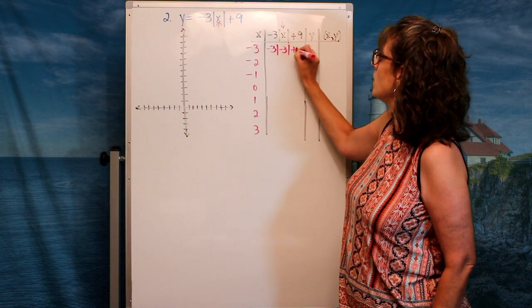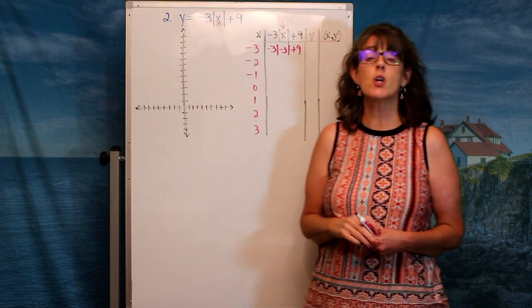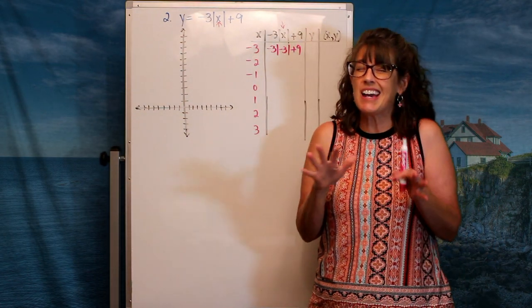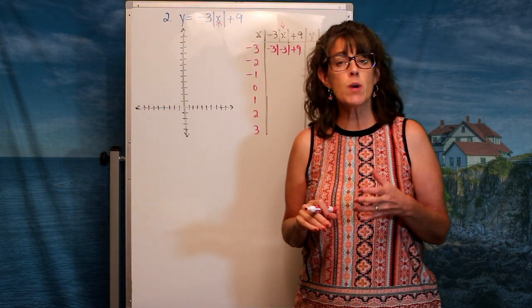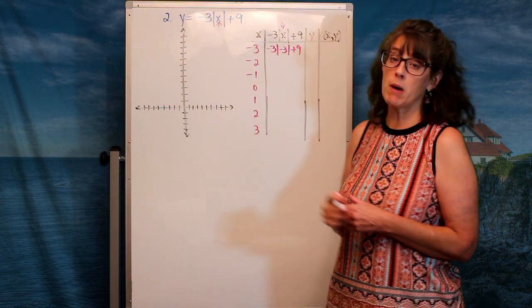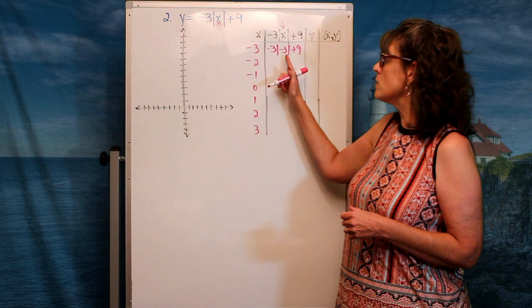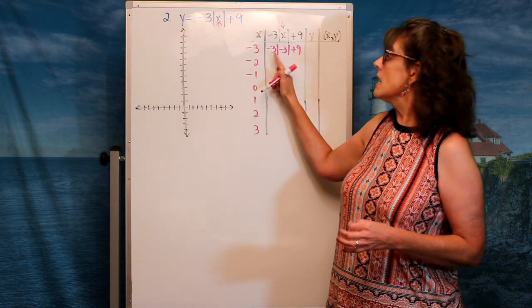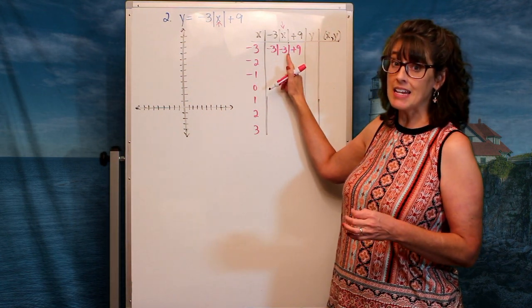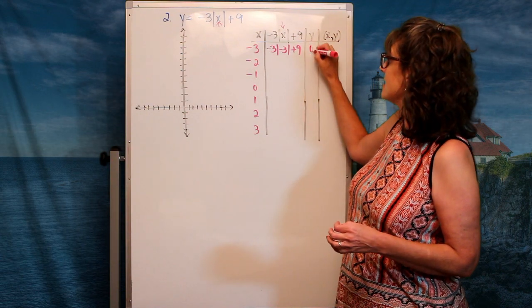Now here it's kind of weird. How are we going to follow order of operations? Well, absolute value kind of acts like parentheses. So we'll do absolute value first, then we'll multiply by that -3. Well, the absolute value of -3 is 3. -3 times 3 is -9. -9 plus 9 is 0.